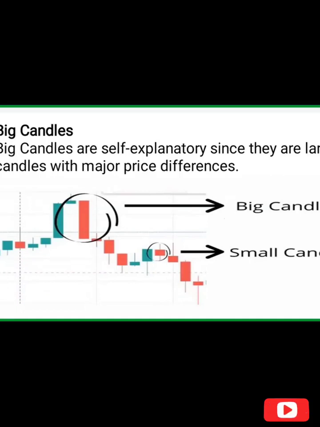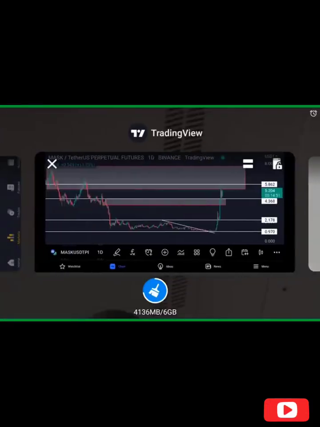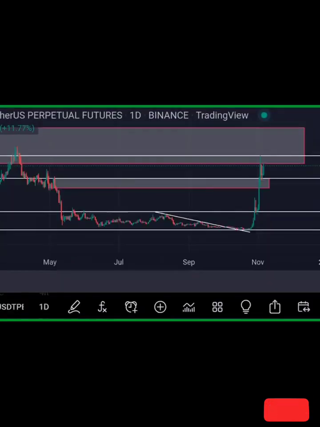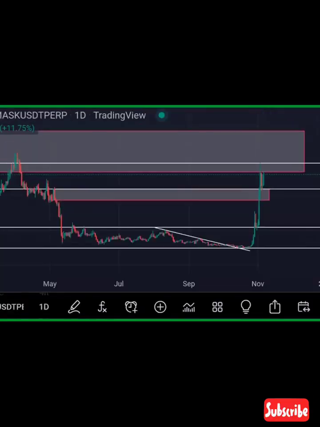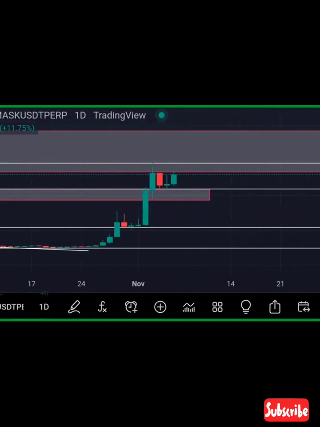Now, this is a big candle. A big candle means what? If you watch what happens to Marx, if you go on Marx chart, let me just show you. Look at this.